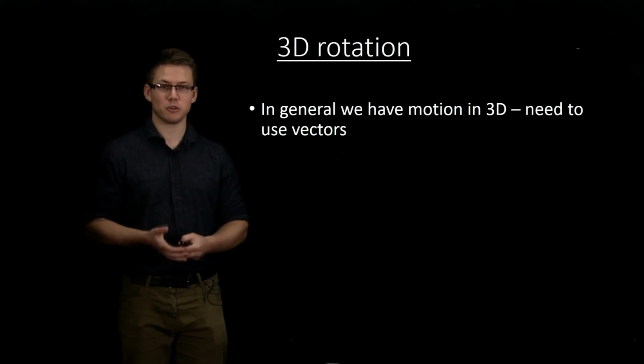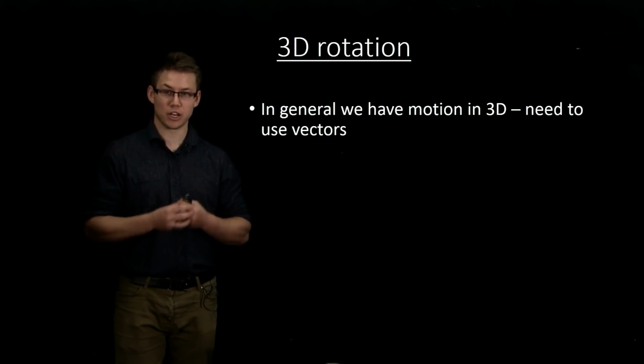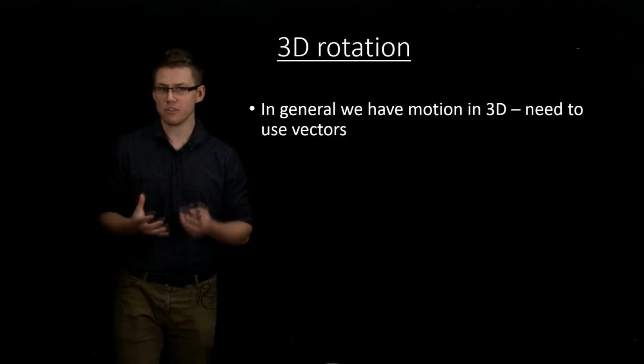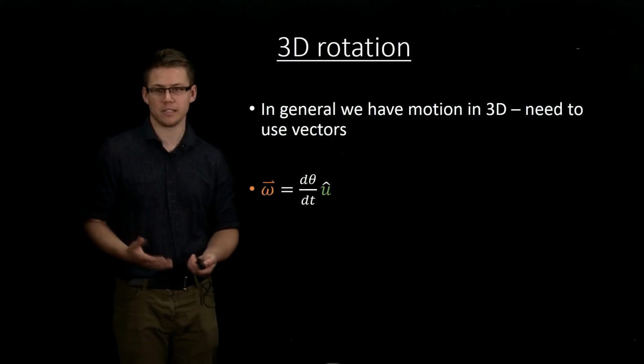Well, in general, if we're talking about rotation in 3D, we're going to need to use vectors. And even when thinking in 2D, it's also useful to have these quantities. It makes things a bit more complete.